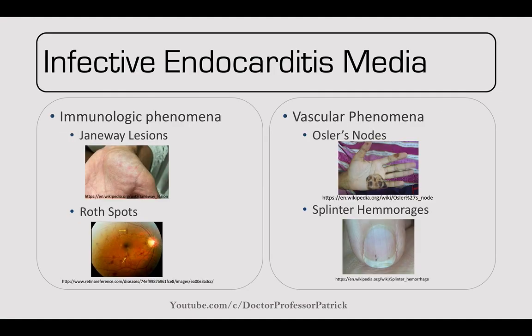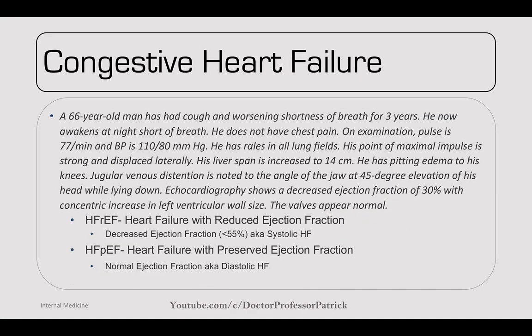So here's some of the media files associated with endocarditis. So the Janeway lesions are going to be pigmented lesions on the palms of the hands, and they're non-painful. And then Roth spots are going to be fluffy plaques in the eyes. And then your vascular phenomenon are going to be Osler's nodes, or painful swellings on the palms and fingers of the hands, and then splinter hemorrhages in the fingernails.